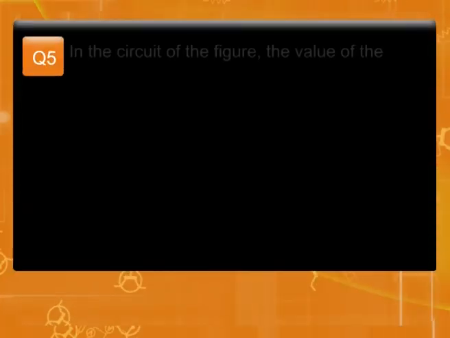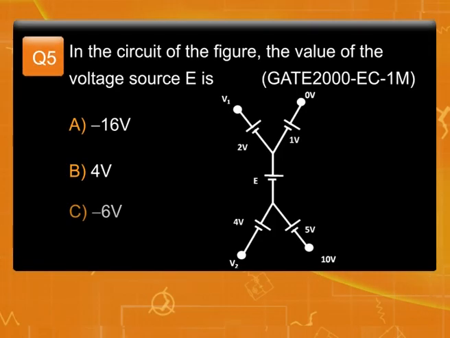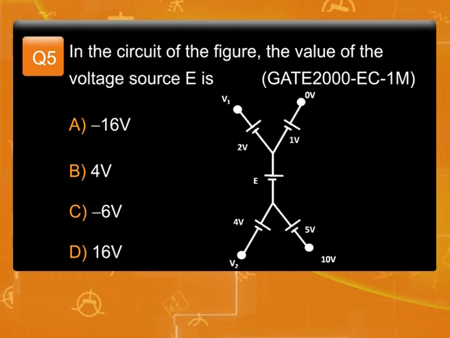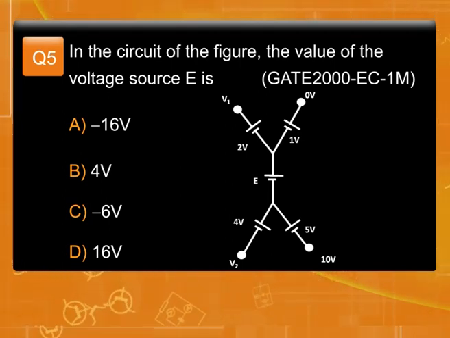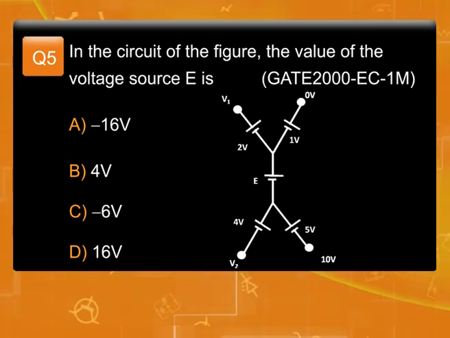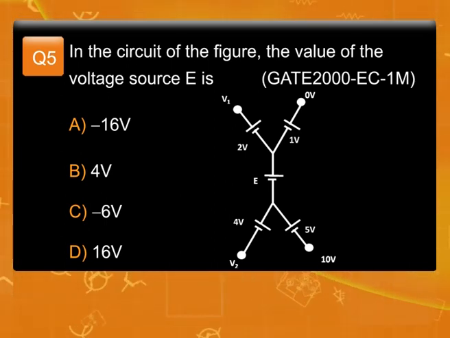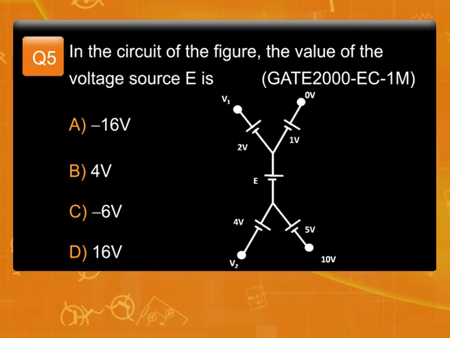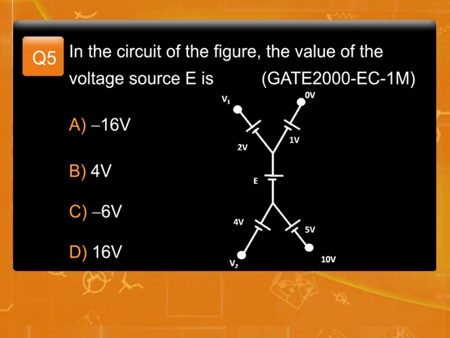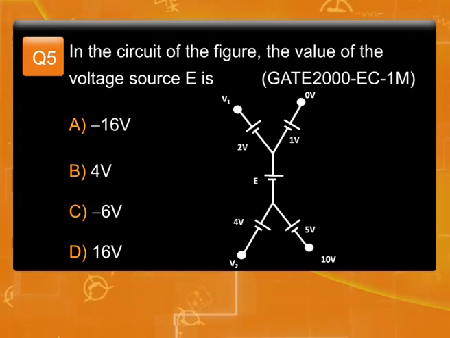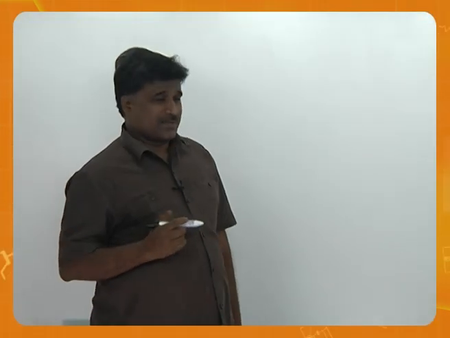Let's go to the fifth problem. In the circuit of the figure, we need to calculate the voltage E. It was GATE 2000, EC, 1 mark. See, such a big problem as it seems to be, it's given for 1 mark, so you can understand that it's going to be very small. Options given are minus 16, 4, minus 6, 16. Let us see what's going to be the correct answer.